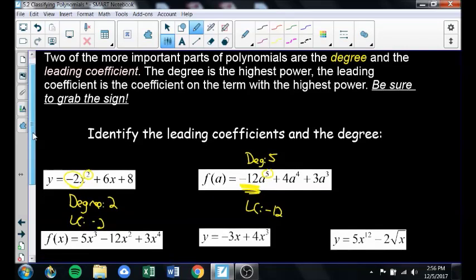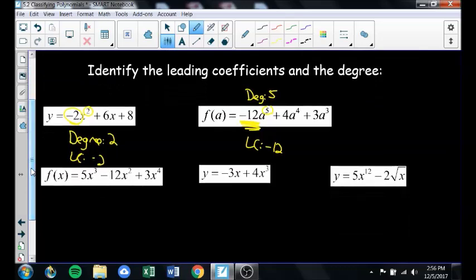Take a second and pause the video and find the degree and leading coefficient on the next 3 functions or expressions. I guess they're all functions. This one has a degree of 4 and a leading coefficient of 3. This one has a degree of 3 and a leading coefficient of 4.